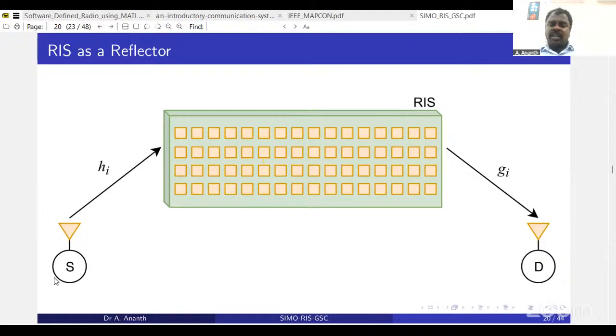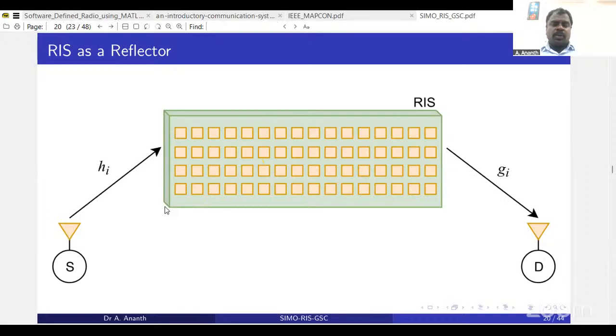Similarly, once the signal impinges on this RIS surface, it gets reflected and comes through some space. Again, we can model that as wireless channel fading G, and here i indicates from which element it is getting reflected. For example, if it is getting reflected from the first element, this will be your G1. Similarly, if it is getting reflected from the 20th element, this will become G20. So this is how the system model of RIS as a reflector looks.